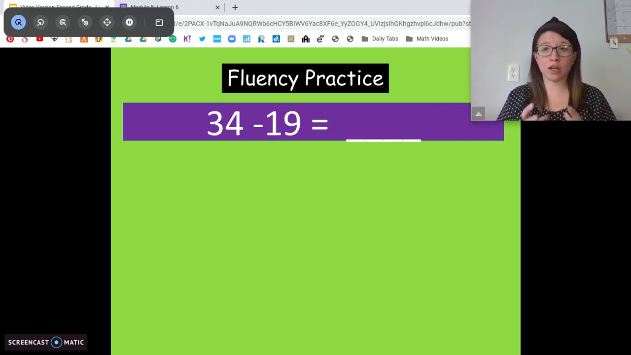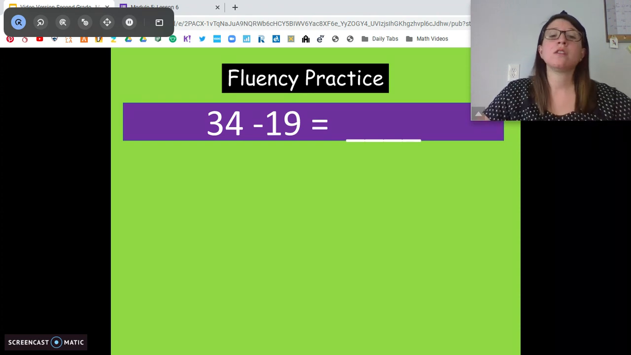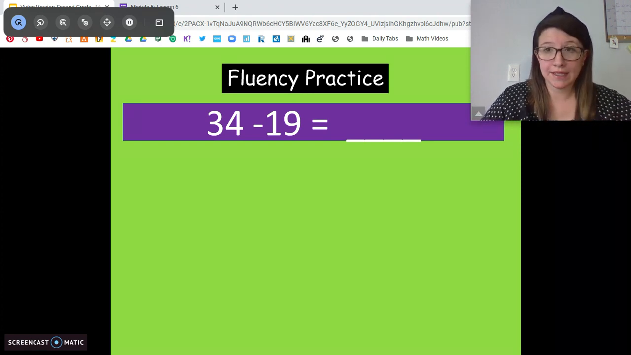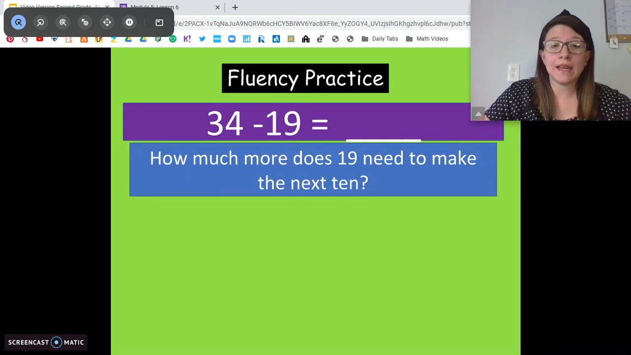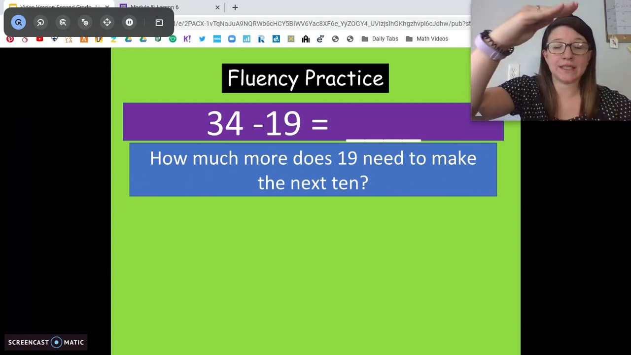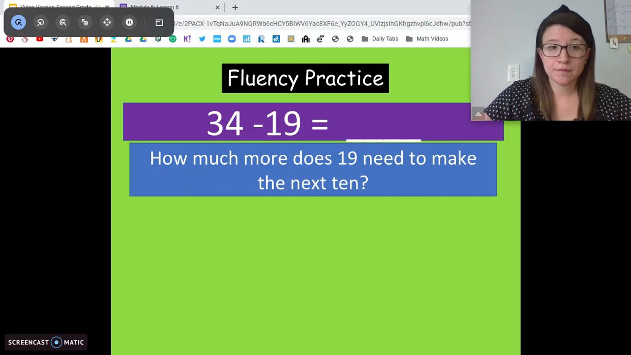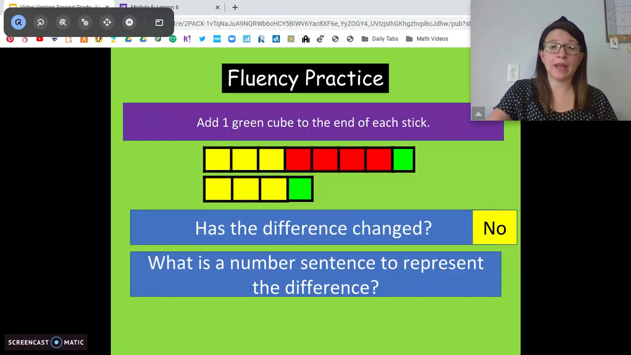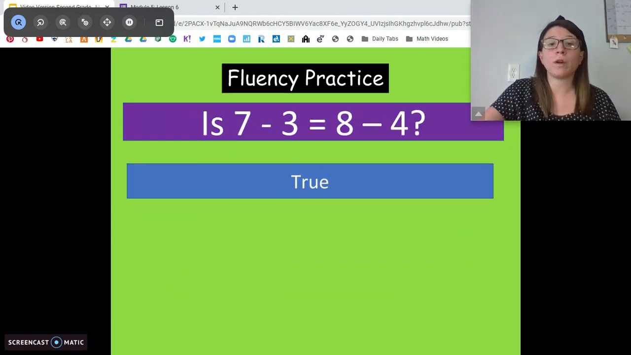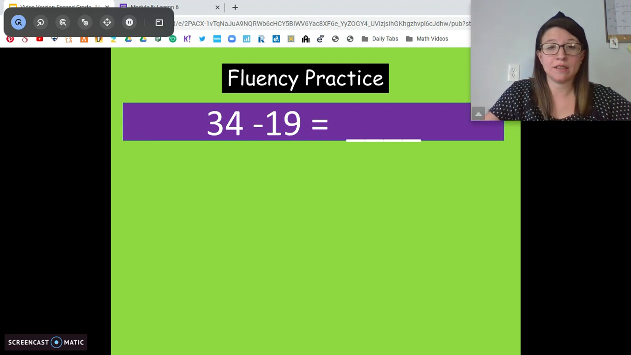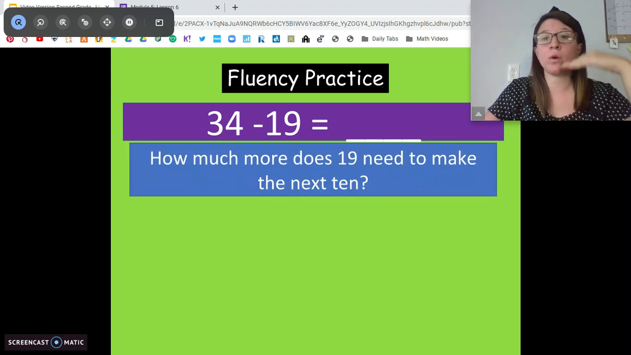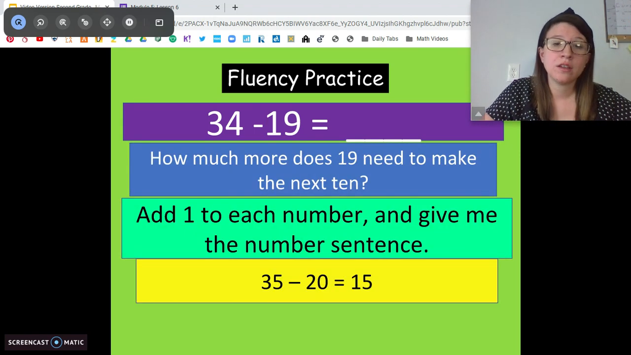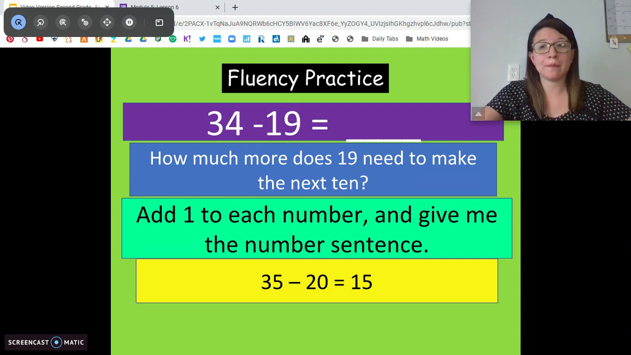Okay. Now, this is where we're going to start getting into the bigger numbers. Okay, we have 34 minus 19. How much more does 19 need to get to its next 10? Good, just 1. So just like we did in this problem when we added 1 to each, we're going to add 1 to each of these numbers. So we're going to add 1 to 34 and 1 to 19. So that gives us 35 minus 20.